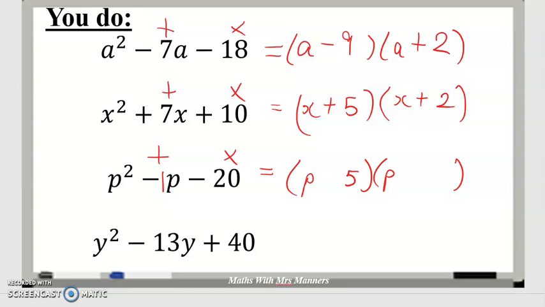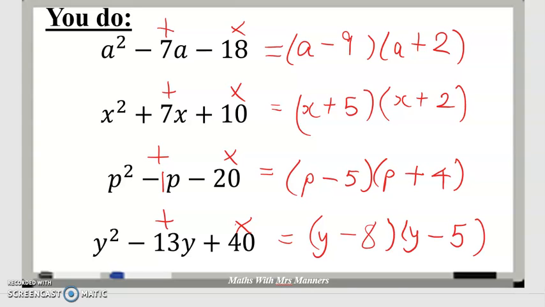In terms of two numbers that multiply to give minus 20 and add to give minus 1, well, we know 5 fours will get me close to the 1. To get minus 1, I need a minus 5 and a plus 4. And in terms of two numbers that multiply to give 40 and add to give minus 13, now this one's an easy one to get tricked on, you really got to check it. It's going to be minus 8 and minus 5.